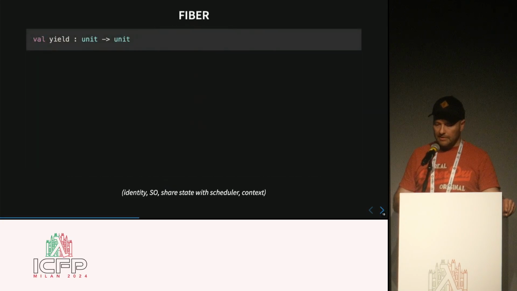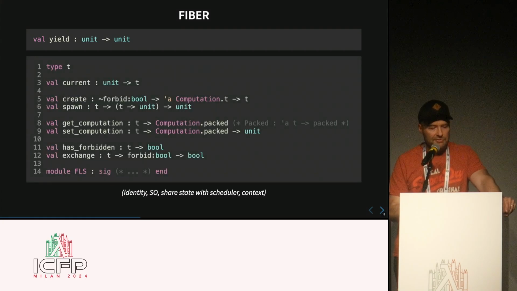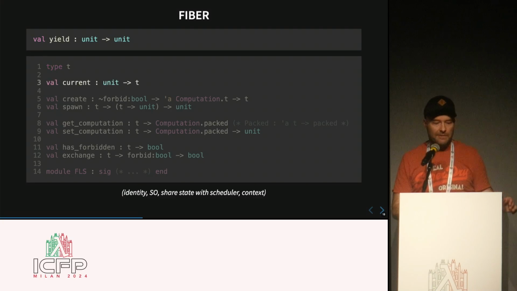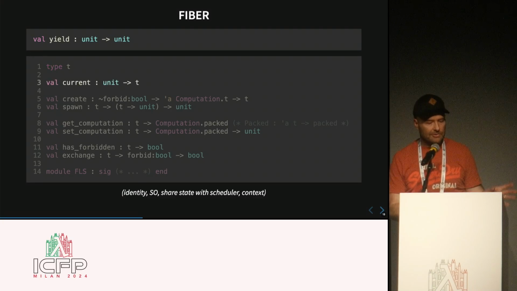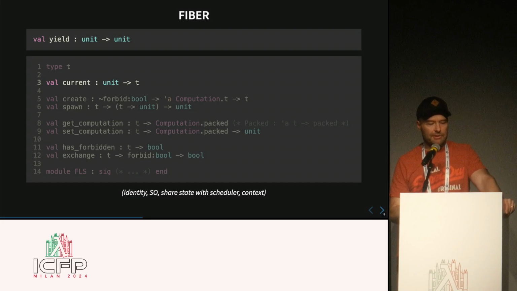The fiber module provides some important operations, like the ability to yield. This just asks the scheduler to reschedule the current fiber. But more interestingly, we have the fiber type, which again doesn't carry a value. We can ask for the current fiber. So if you're running code somewhere and you want to figure out what's the current fiber, you can ask it from the scheduler. But you can also create new fibers and spawn them on the scheduler.